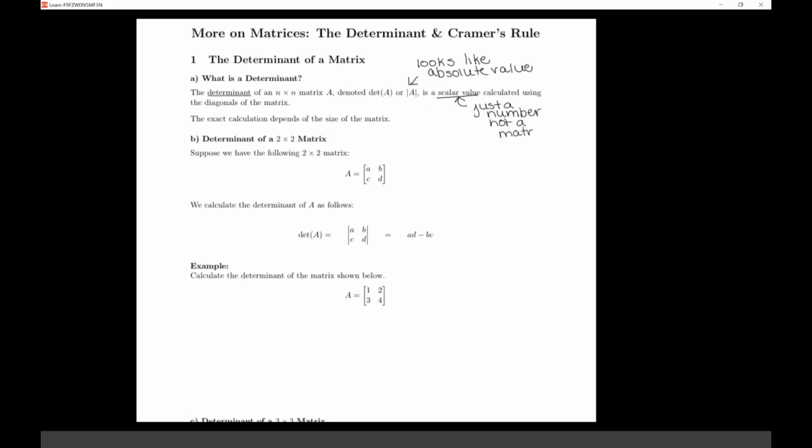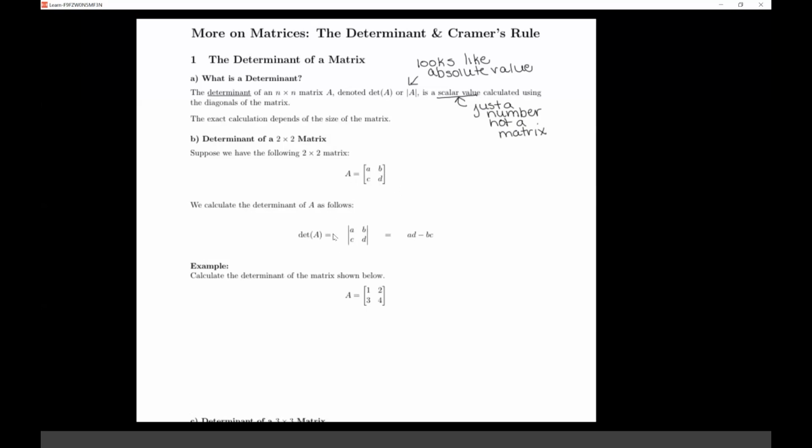We're going to calculate this determinant, and it's calculated using the diagonals of the matrix. Again, I'll show you how it's done by hand. Like everything else, it gets more complicated the larger the matrix. It's pretty easy for a 2 by 2 matrix like the one I'm showing you here. Matrix A has entries a, b, c, and d.